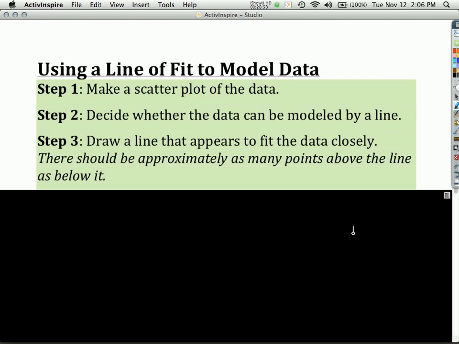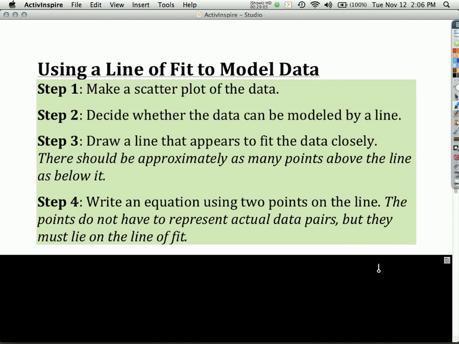And then here's where it becomes a tool for prediction. We then write an equation of the line, and we can then use that equation to predict the future. So we've spent this entire chapter learning how to do this right here: writing an equation using 2 points. The points don't have to be actual data pairs, but they have to be on the line.